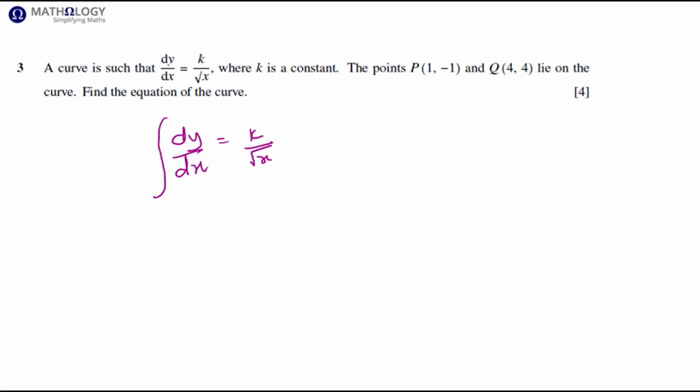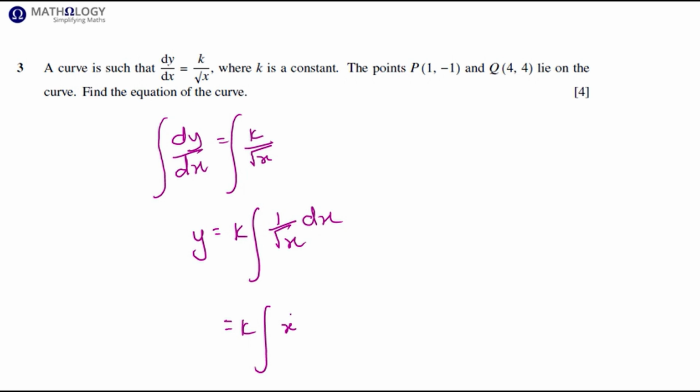We'll be integrating this expression for dy/dx. So y equals, k is a constant, so we can actually pull that out of the integration. k times the integral of 1 over root x, and then we integrate with respect to x. So it's k times the integral. 1 over root x is 1 over x to the half, which is x to the minus a half.